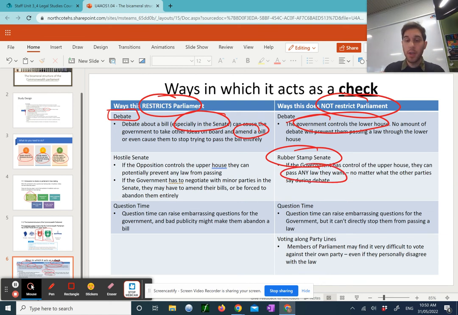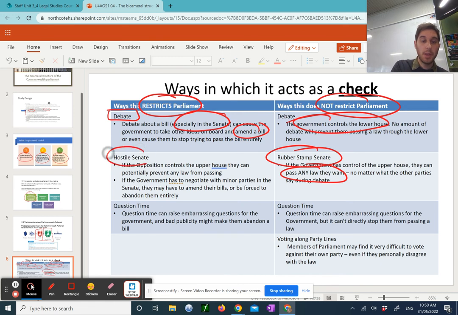All right, no matter what the other parties say, no matter what anyone says during debate, if they've got the numbers in the lower house and they've got the numbers in the upper house, they can just pass any law they want. And that has happened in Australian history. On the other hand, usually our Senate does act as a pretty effective check on Parliament's lawmaking.